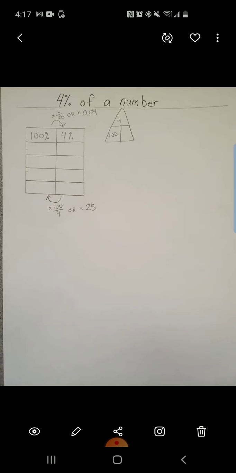There's also the constant of proportionality from 4 to 100. So 4 times 100 equals 100.